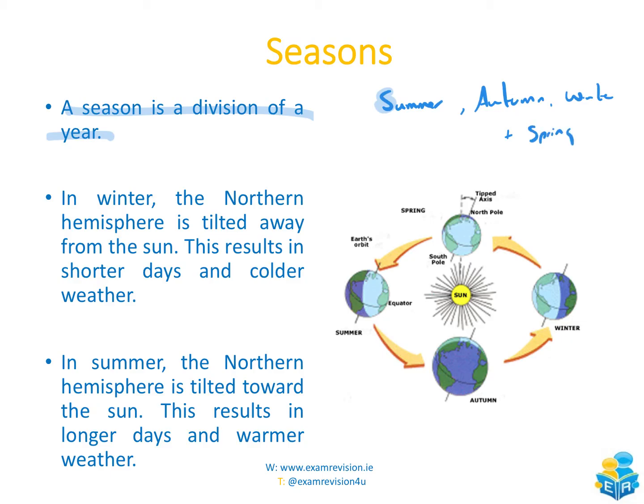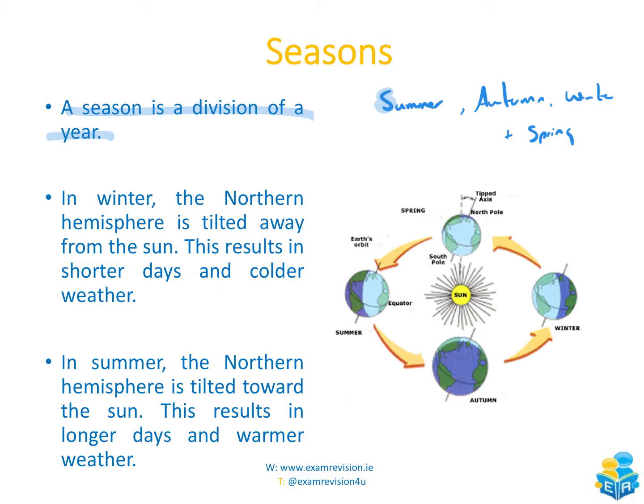In winter, say November, December, January time for us, the northern hemisphere is tilted away from the sun. This results in shorter days and colder weather. But in summer, the northern hemisphere is tilted toward the sun. This results in longer days and warmer weather. The southern hemisphere is the direct opposite of that.